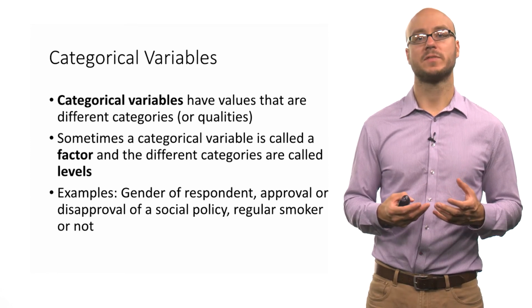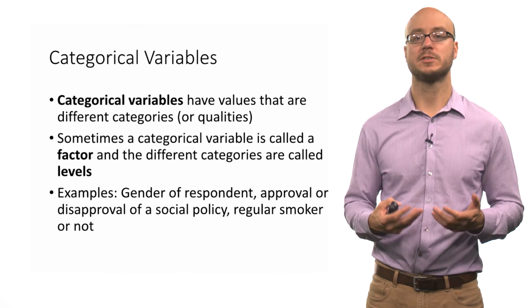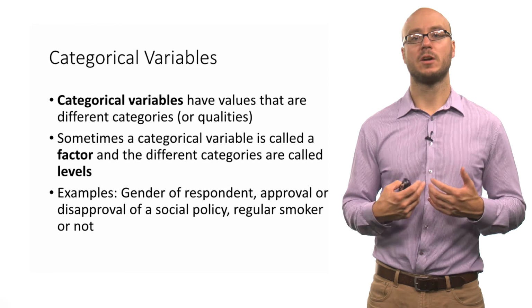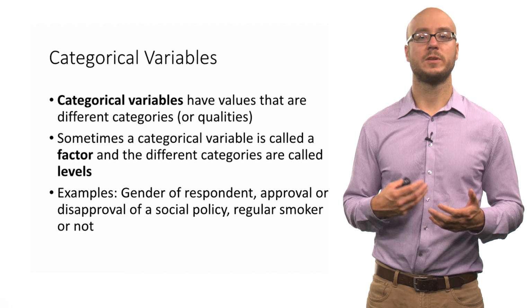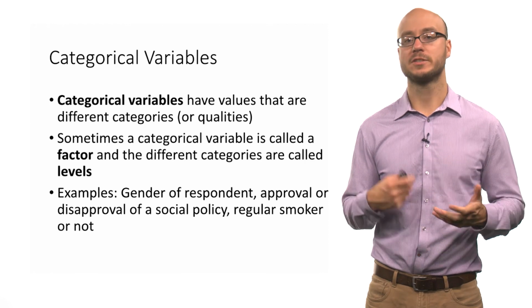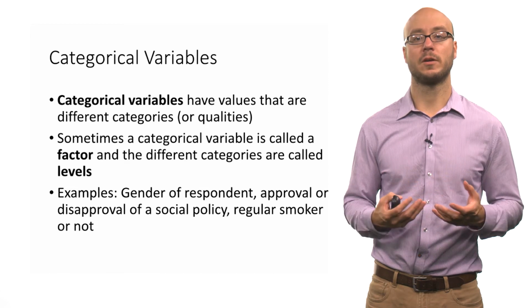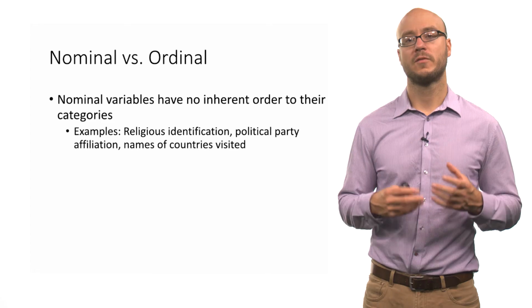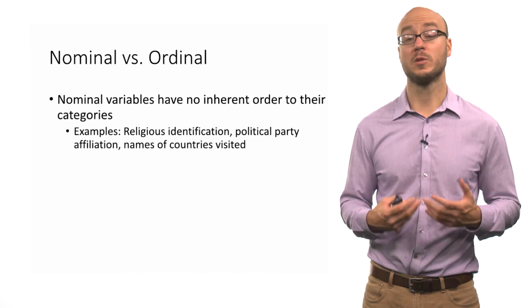Here are some examples of categorical variables. Gender of a respondent. In general, it would be male or female, so you have these two categories. You might talk about approval or disapproval of a social policy. Or you might talk about whether somebody's a regular smoker or not. So yes or no, do you smoke regularly or not? These different kinds of variables are categorical in the sense that there are these different categories or qualities. The two subtypes of categorical variables are nominal and ordinal. For nominal categorical variables, there's no inherent order to their categories or levels.